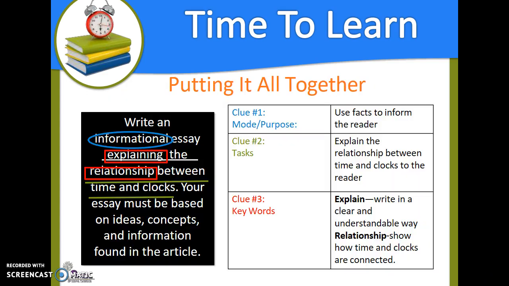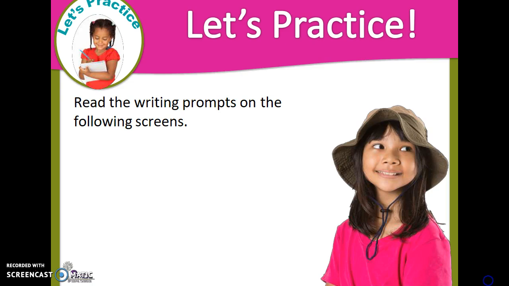Putting it all together. Clue number 1, mode or purpose: use facts to inform the reader. Clue number 2, task: explain the relationship between time and clocks to the reader. Clue number 3, keywords: explain, write in a clear and understandable way; relationship, show how time and clocks are connected.